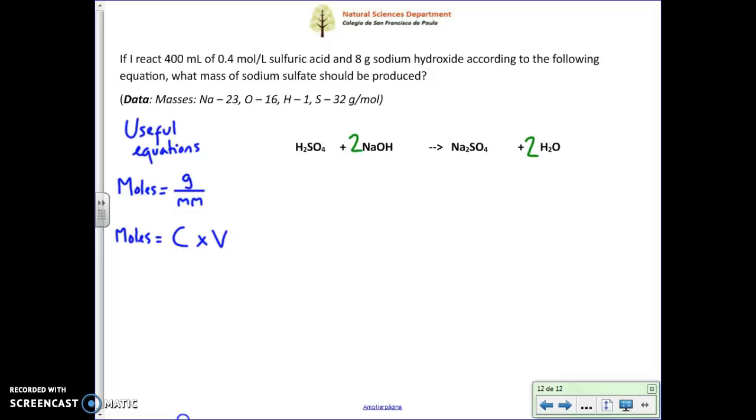What about hydrogen? I've got 4 on the left. I've got 2 in sulfuric acid. I've got 2 in sodium hydroxide. That makes sense, right?